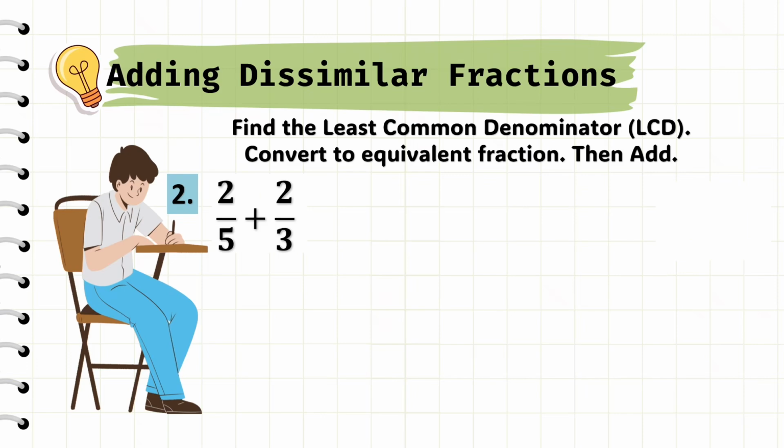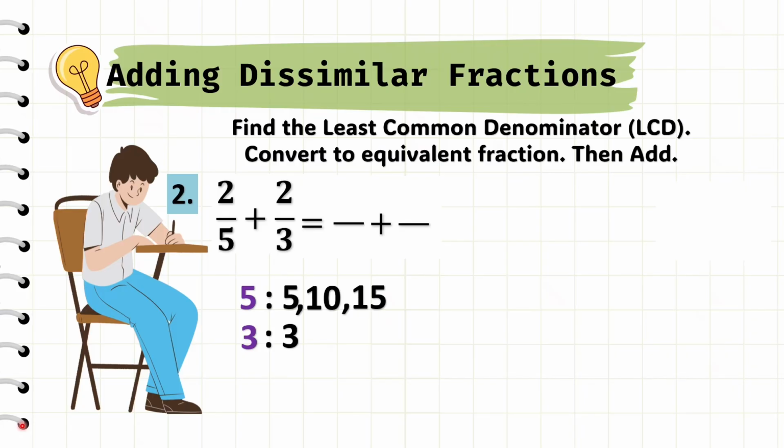Okay, another example, 2 over 5 plus 2 over 3. So magkakaroon tayo ulit ng panibagong set ng fractions kung saan magiging pareho na ang kanilang mga denominators. Isusulat natin ang mga multiples ng 5 and 3. We have the 5, 10, 15. Ang 3 naman ay 3, 6, 9, 12, 15. At meron silang pagkakapareho o ang kanilang least common denominator ay 15.